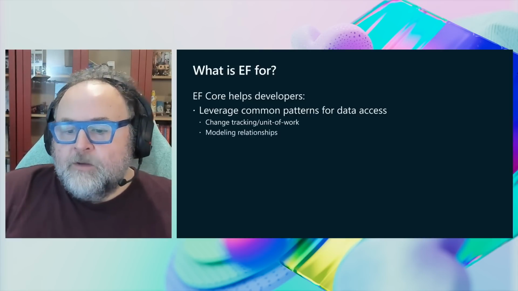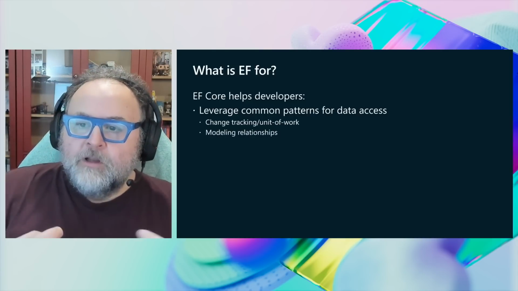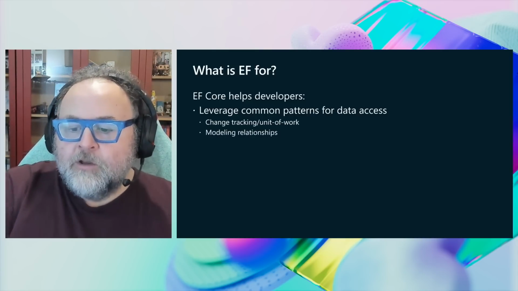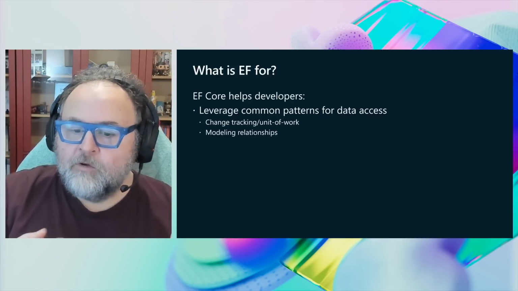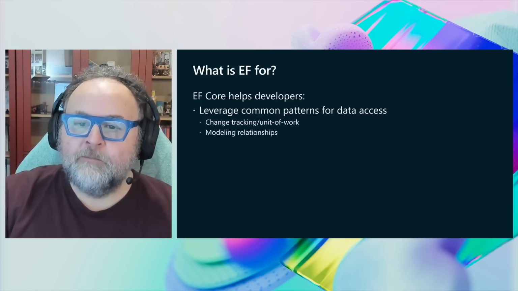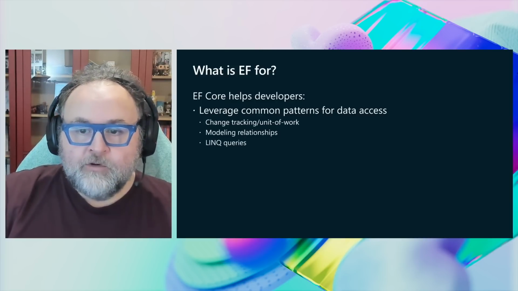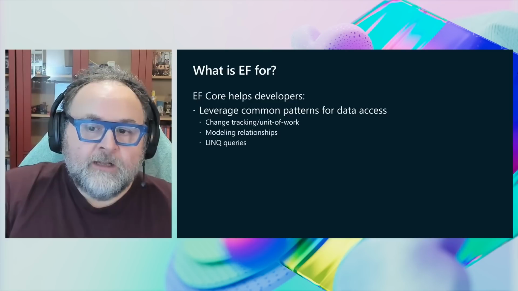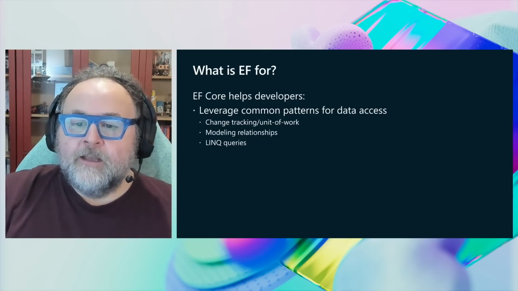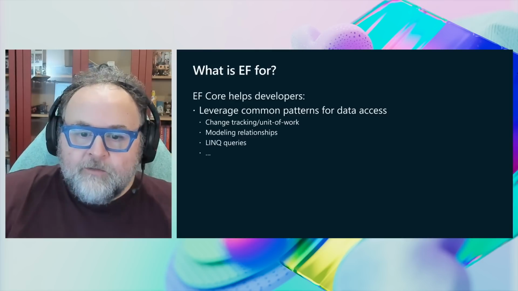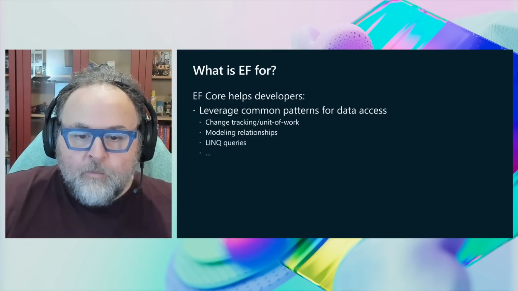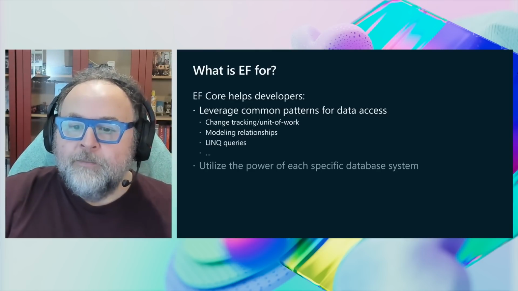For modeling relationships, it's a little bit different because modeling relationships is different on a document database than it is on a relational database. But at the same time, there's a lot of common ground here and a lot of common APIs and patterns that we can use. And of course, you want to write LINQ queries, and they have to be translated into SQL or MQL if you're on Mongo, for example. So this is not intended to be an exhaustive list. This is just a few examples of what EF helps developers do.